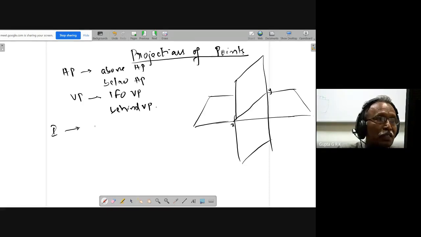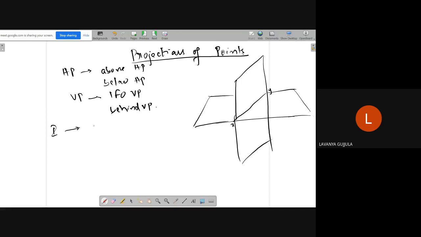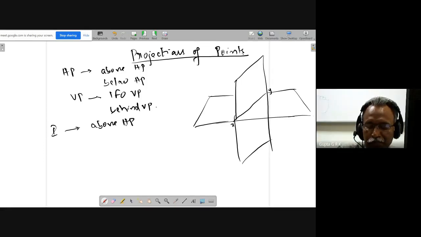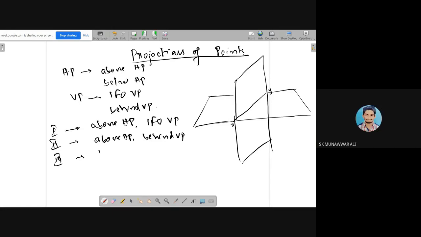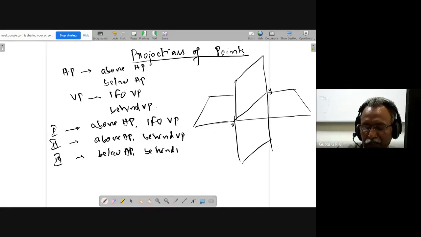If it is in the first quadrant, it is above HP and in front of VP. And if it is second quadrant, it is above HP and behind VP. And third quadrant, below HP and behind VP. And fourth quadrant, below HP and in front of VP.